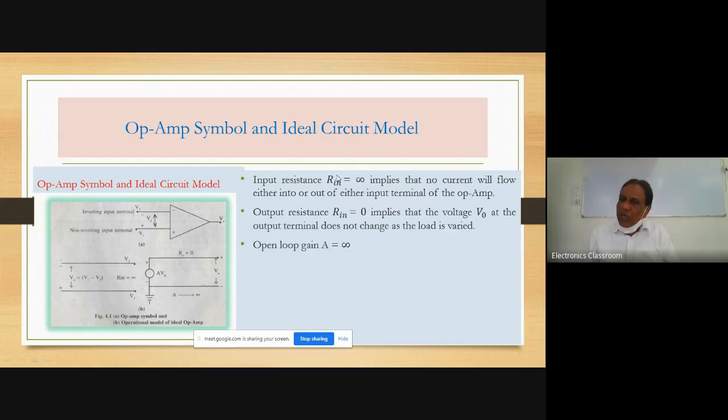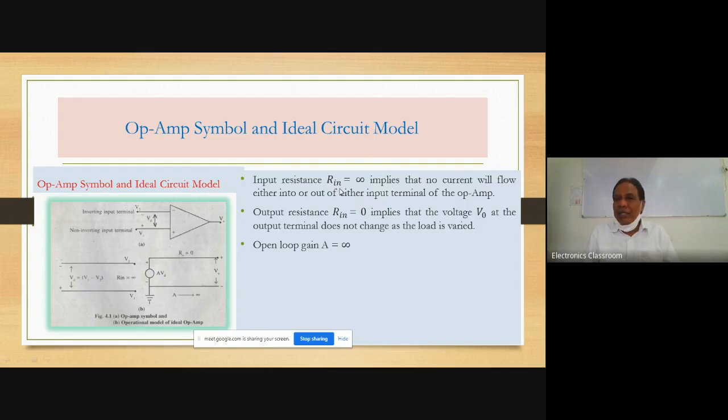What is the meaning of this? What does it tell us? What does it indicate? What will happen when Rin equal to infinity? When input resistance is infinite, no current will flow into the op amp or out of the op amp. म्हणजे याच्यातून करंट आतमध्ये जाणार नाही आणि बाहेर येणार नाही. This is known as an implication.